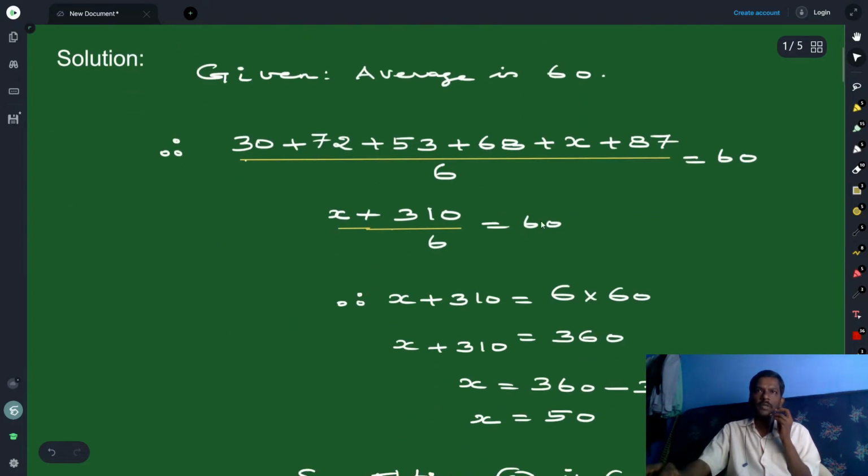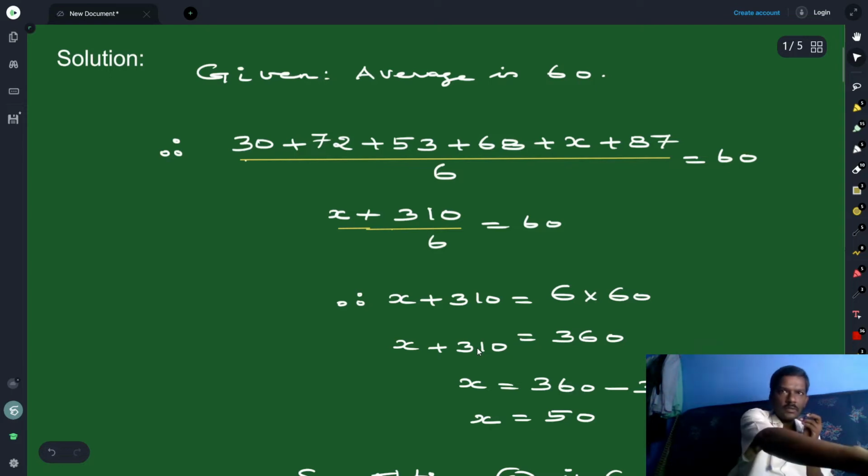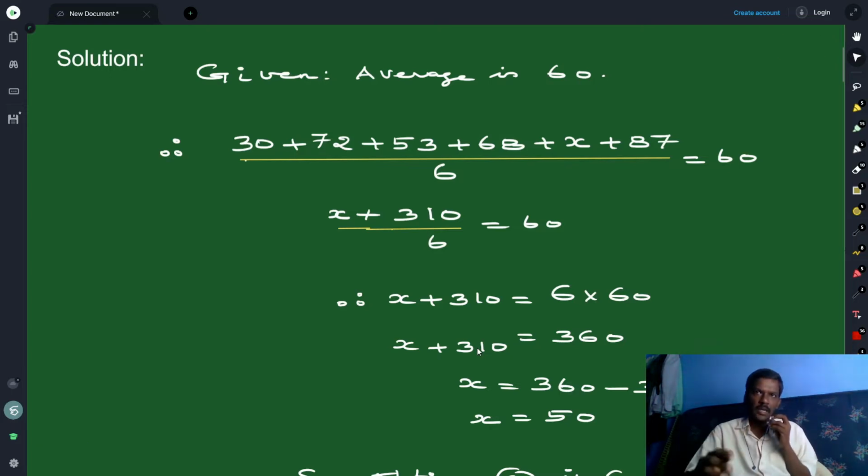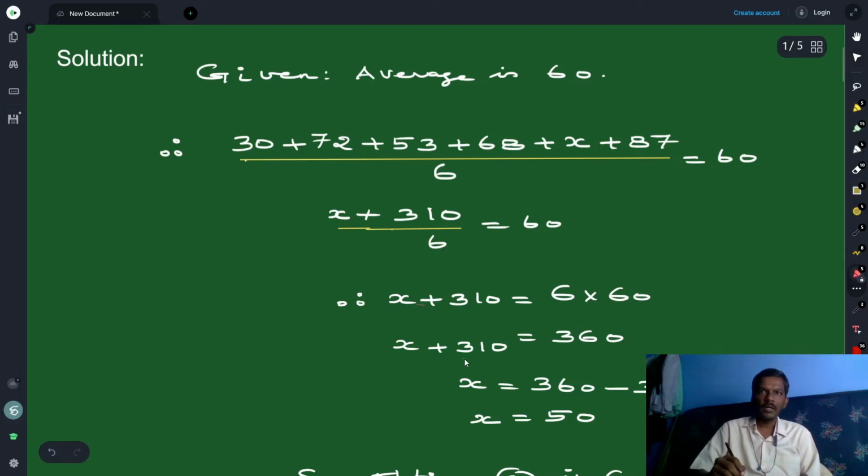Now you cross multiply 6 with 60. So 6 times 60 is 360. Then x plus 310 is equal to 360. Now you have x plus 310. What we have to do is push 310 to the other side, which becomes minus 310.